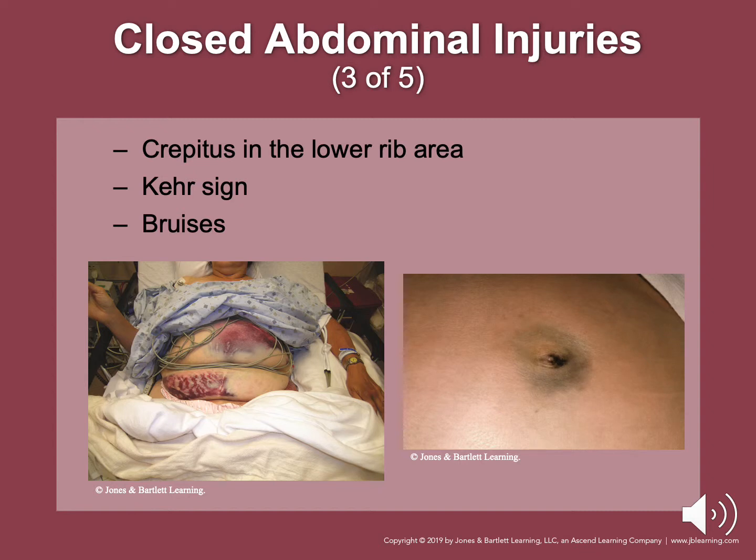Some signs to look for are those that follow. Crepitus in the lower rib areas is a clue sign. Pain that radiates from the angle of the lateral part of the hip to the midline of the groin can be the result of damage to the kidneys or the ureters. Voluntary or involuntary guarding, and bruises in the right upper quadrant, left upper quadrant, or flank may suggest an injury to the liver, spleen, or kidney. Bruises around the umbilicus are predictive of significant internal abdominal bleeding.